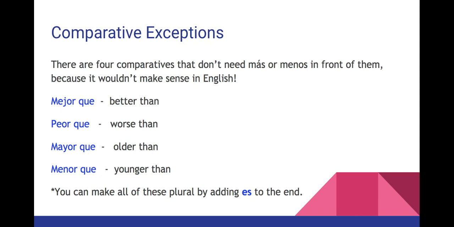Or I'm more older than. You're just older than. You're just younger than. You're just better than. You're just worse than. Okay? So those are the 4 exceptions that you're not going to use más or menos for.